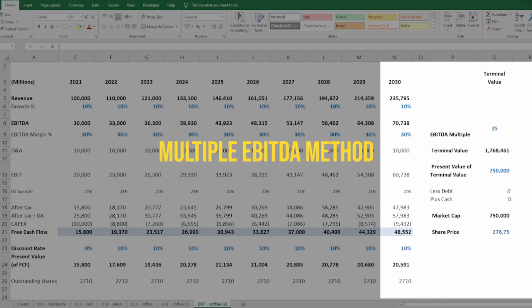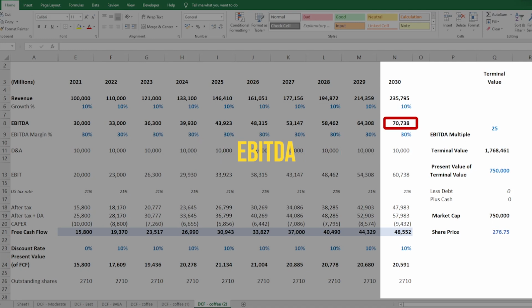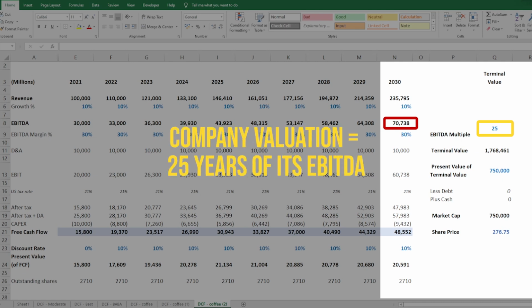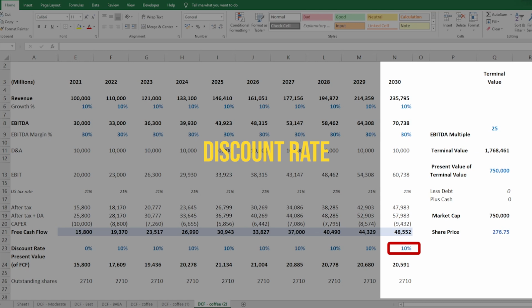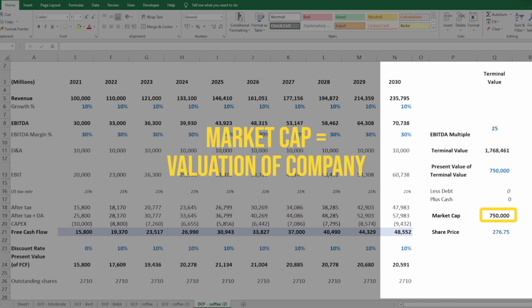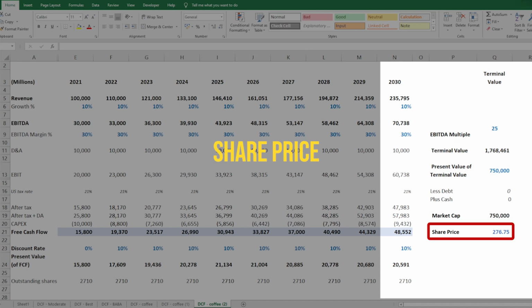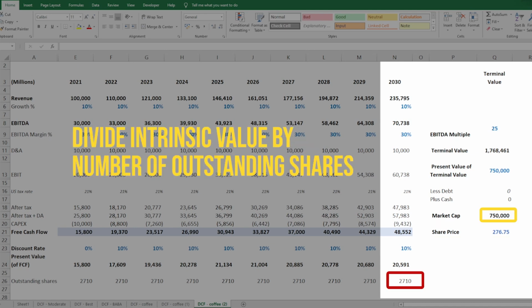Now the second method is much simpler. You just take the EBITDA of the company and multiply it by a multiple. For example, say 25. So essentially you're assuming that the company is worth 25 years of its EBITDA. And after you multiply, this is the terminal value. Again, you apply the discount rate to the terminal value to bring it back to the present value. You less debt plus cash and you arrive at the value of the company, which is the market cap. And to determine the share price, you just divide by the number of outstanding shares.